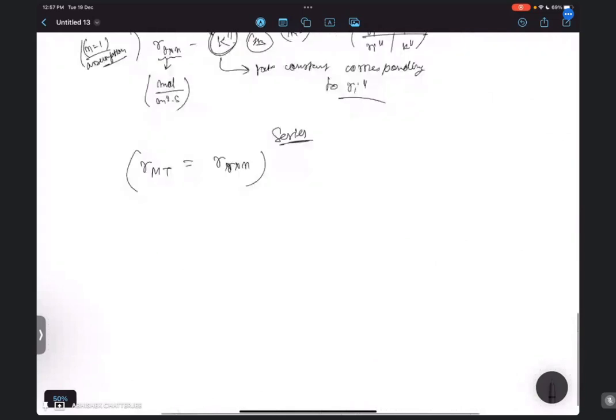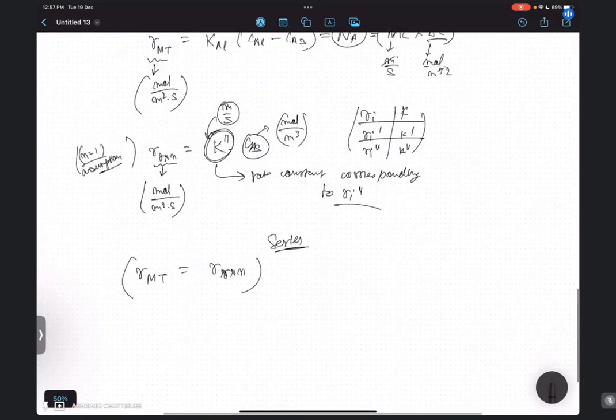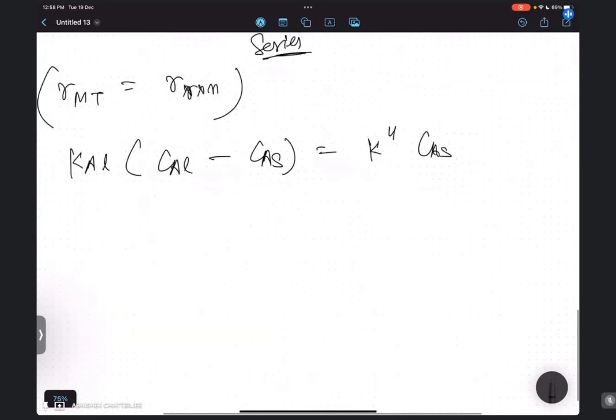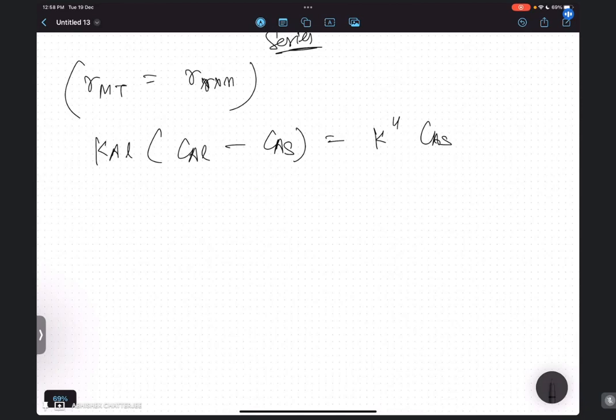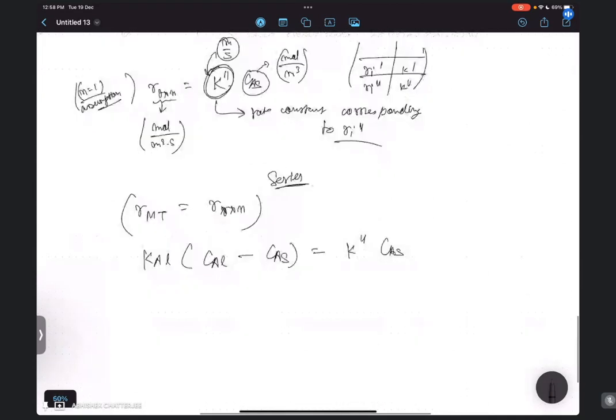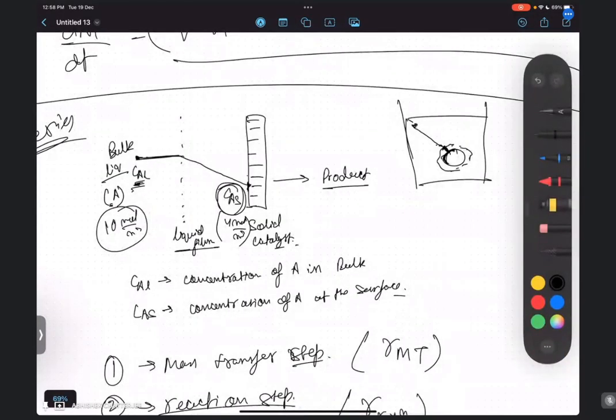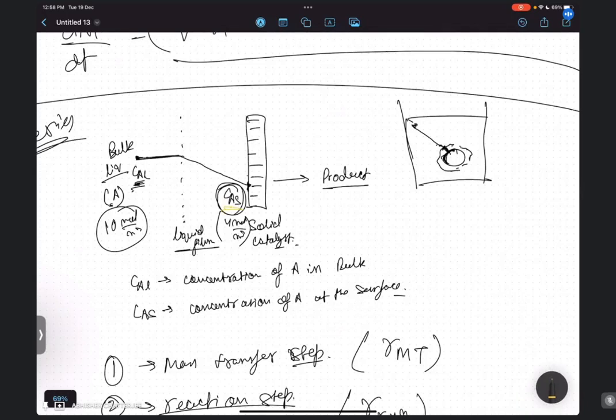So now what we can do is write KAL into (CAL minus CAS) equals your R reaction, that is K double dash into CAS. From here, see, what is our unknown concentration? The unknown concentration is our CAS, no? The bulk liquid concentration you will be knowing, because you have the bulk liquid only.